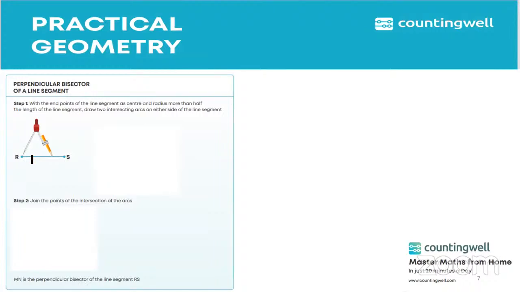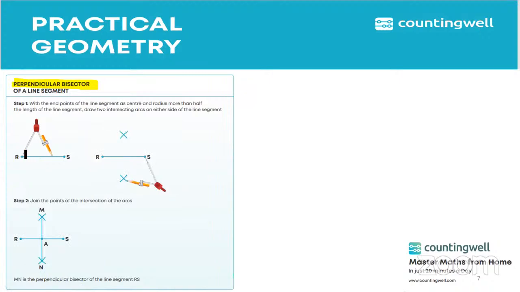Now let us see how to draw perpendicular bisector of a line segment. We saw how to draw a perpendicular of a line at a given point. Now we'll see how to construct a perpendicular bisector. So that line should be perpendicular as well as it should be bisecting the given line segment. With the endpoints of the line segment as a center and radius more than the length of the line segment, we draw two intersecting arcs on either side of the line segment.